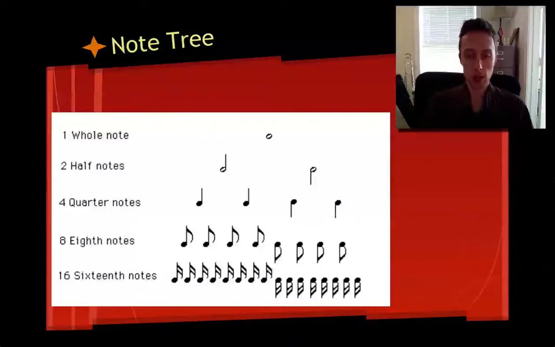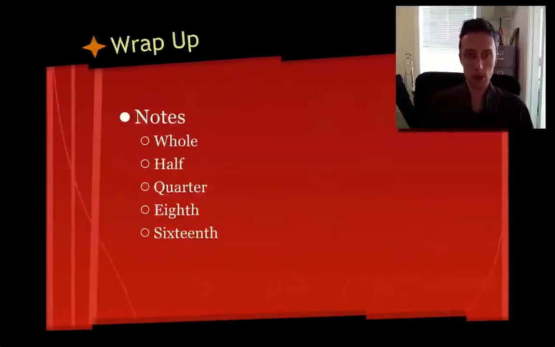So there you go. Just to wrap up what we did today, we talked about notes: whole notes, half notes, quarter notes, eighth notes, and 16th notes, how much they're worth, what they look like, and we talked about beams, flags, and stems. So that is the end of part 2, and stay tuned for rhythm part 3. Here we go.